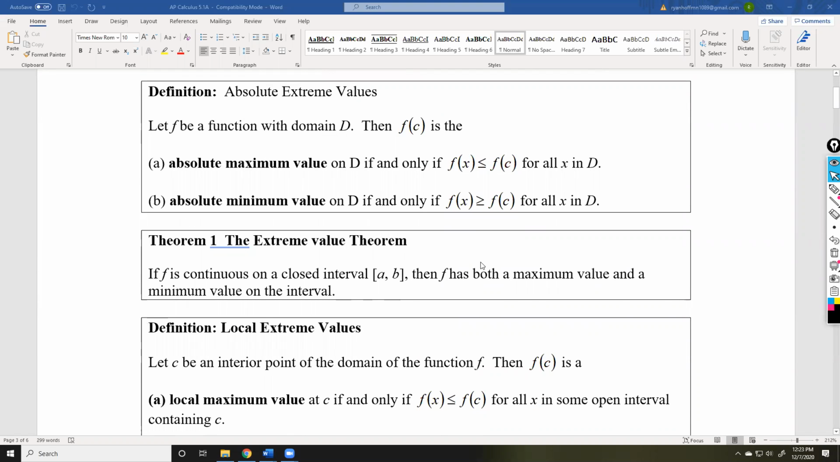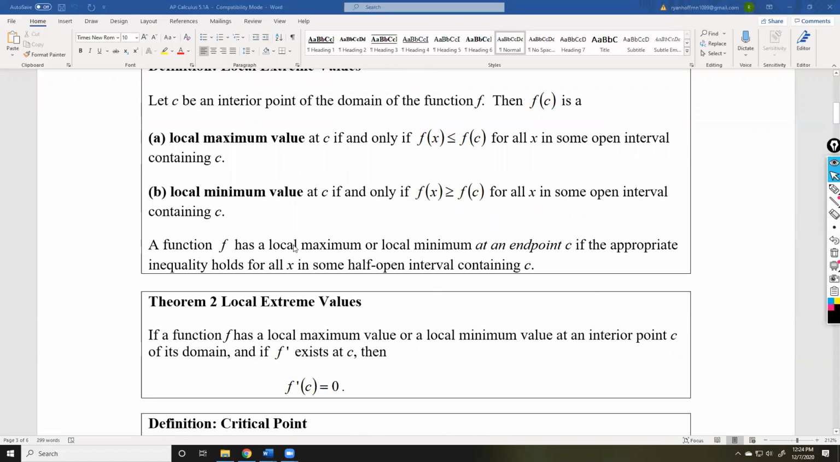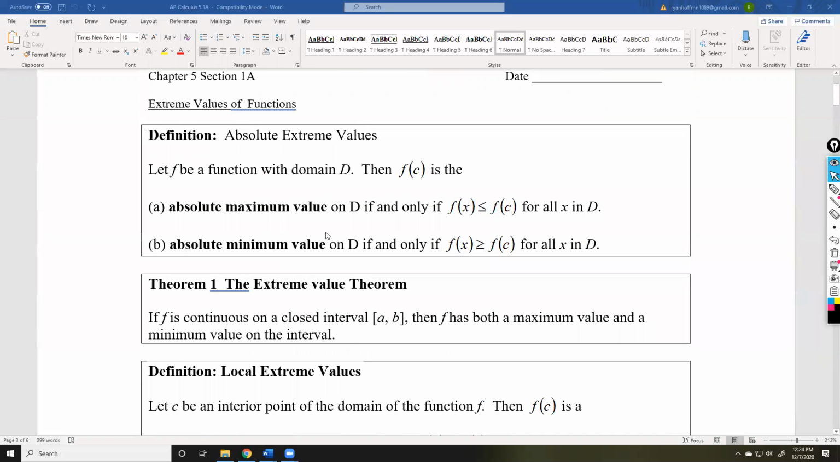The biggest thing that we'll have some information about is minimum and maximum. That's what we're going to be focusing on today. First, we're going to talk about our definitions and break down those definitions: maximum value and minimum value.